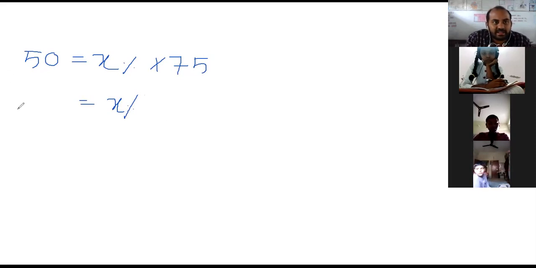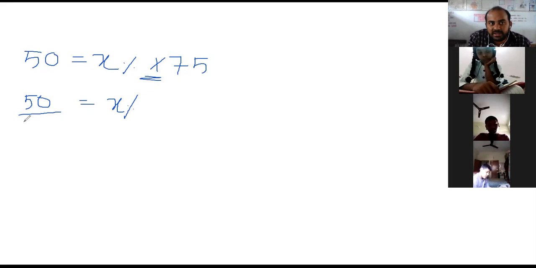So here the already number is 50, right? And the relation between x and 75 is what? Into. Into comes to this side, what happens? Division. So 50 by 75. Up to here clear?